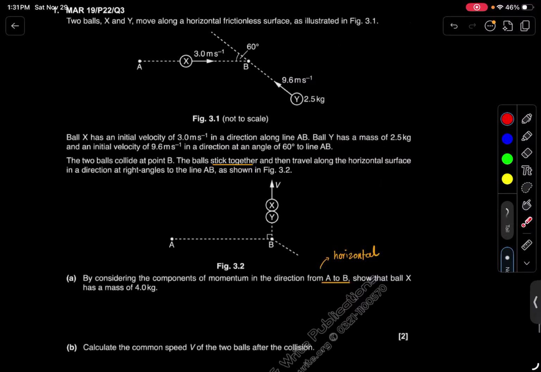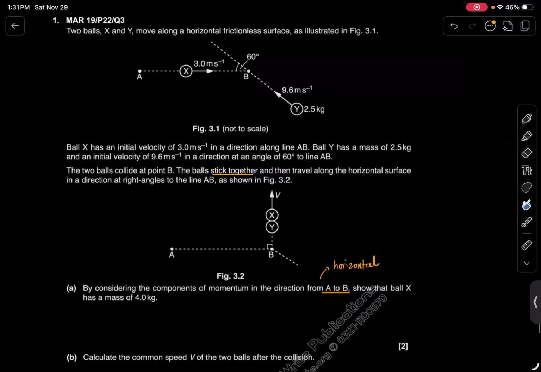Good question. Try doing it on your own first. I gave you 2 minutes to think about it. It is simple. It's only worth 2 marks and you will be able to solve it.